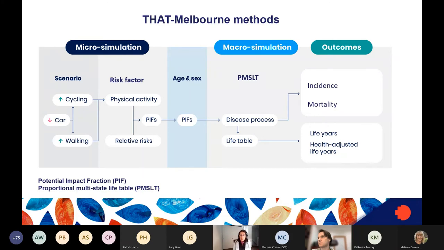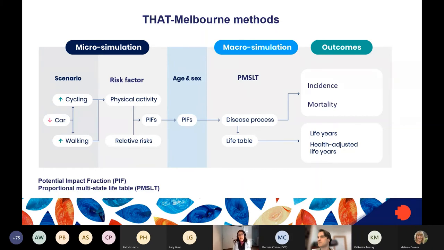Using information from the VISTA survey, again, we model risk factors. Of interest to us is physical activity. For each of the VISTA people, we create a physical activity profile that includes information on their transport physical activity from the VISTA survey and also from the National Health Survey for Physical Activity, conducted by the Australian Bureau of Statistics. We also have a base case, nothing changes, and also 20-year scenarios.